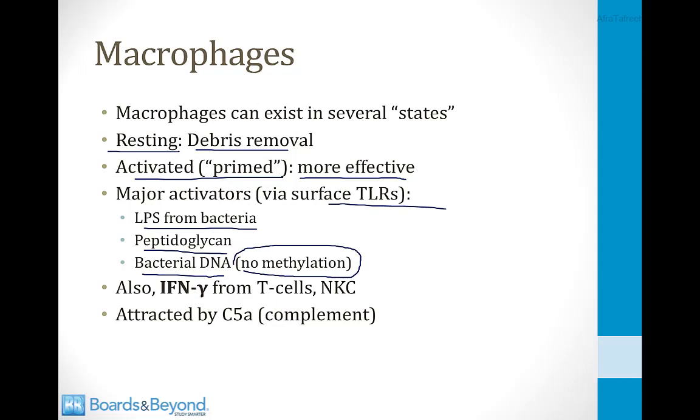Other things that can activate macrophages include interferon gamma from T cells. So when the adaptive immune system and the T cells become activated, they can in turn stimulate the macrophages to become more activated. Also, natural killer cells secrete interferon gamma. And then finally, when the complement system is activated, it produces a protein called C5a, which we'll talk about in the module on complement, and C5a can attract macrophages to the site of bacterial pathogens and other invaders.